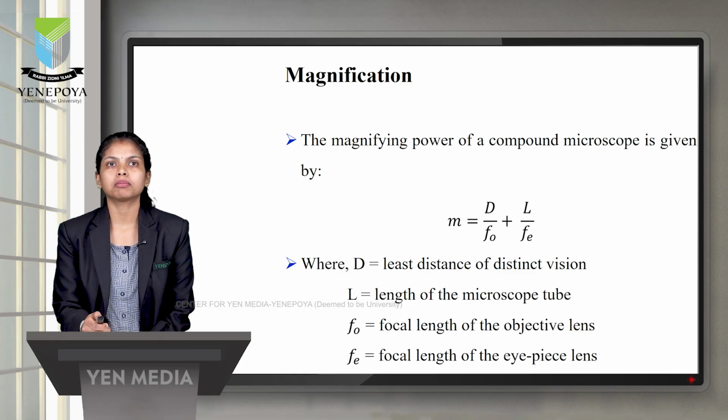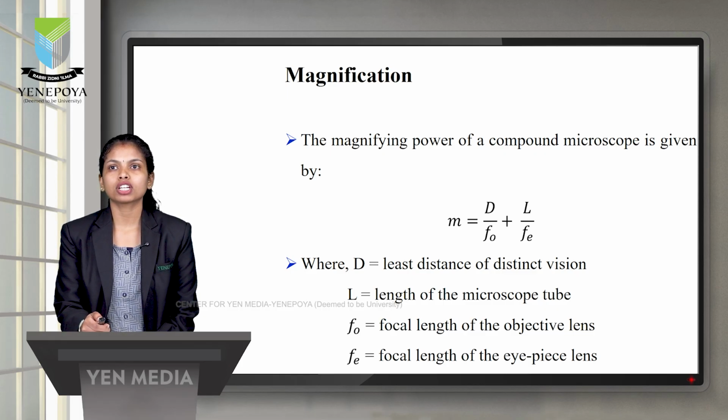Now let us see the magnification of a compound microscope. Its magnifying power is given by the formula m = d/f0 + L/fe, where d is the least distance of distinct vision, L is the length of the microscope tube, f0 is the focal length of the objective lens, whereas fe is the focal length of the eyepiece lens.